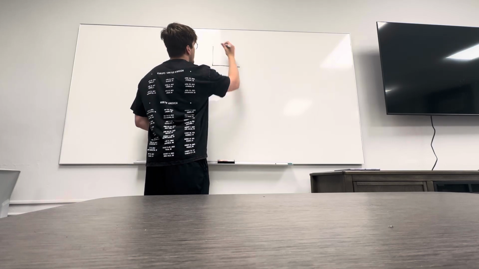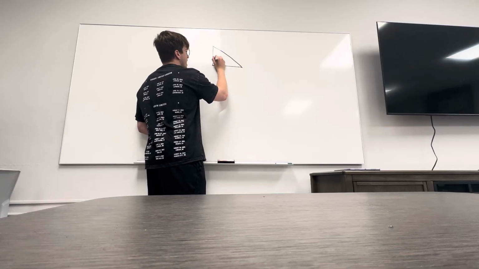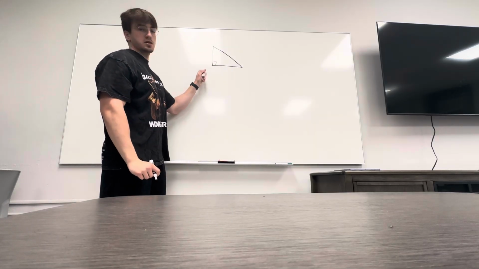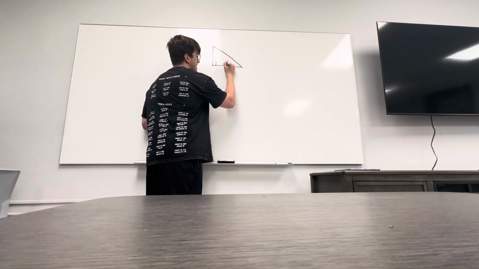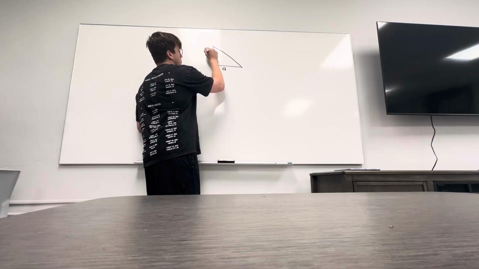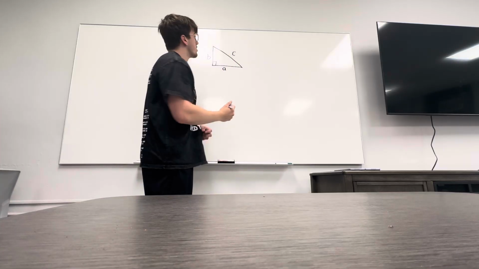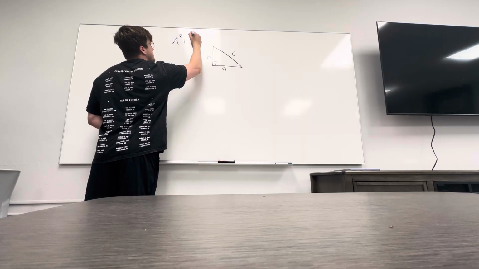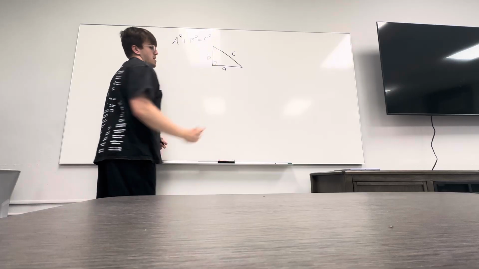So if you have a triangle that is a right triangle, so it has a 90-degree angle in any of the corners, it doesn't have to be the bottom left, that's just what I have, then side A, side B, and side C all go into the formula a squared plus b squared equals c squared.